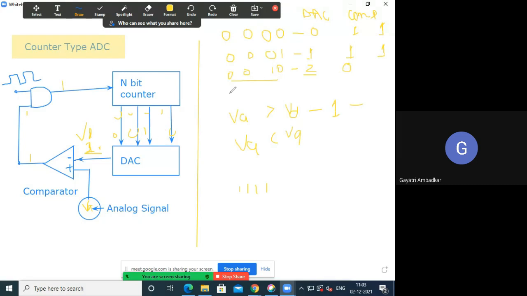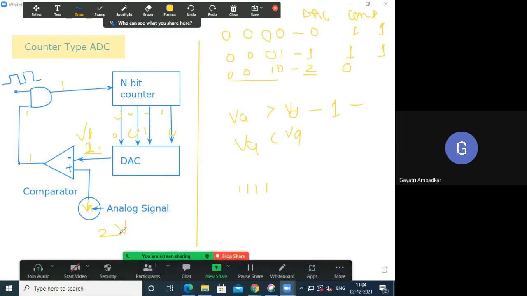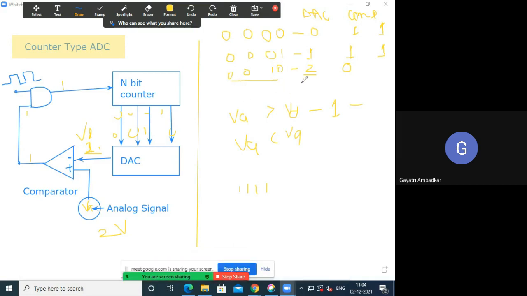So in our condition, in our example, 0 0 1 0, it means that इथे जो सिग्नल होता 2 व्होल्टचा होता आणि 2 व्होल्ट हे दोन्ही 2 व्होल्ट झाल्याबरोबर ही प्रोसेस स्टॉप झाली and last what I got here is 0 0 1 0. So 2 volt analog is converted into digital form, that is 0 0 1 0. Analog to digital converter using counter type ADC. Have you understood, everybody?